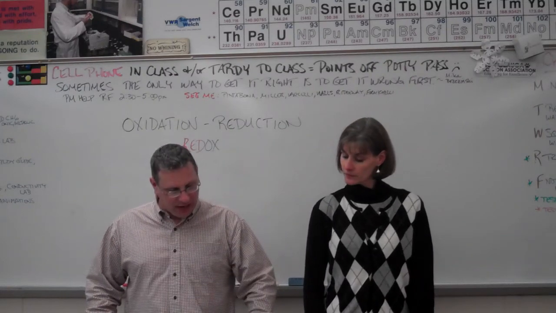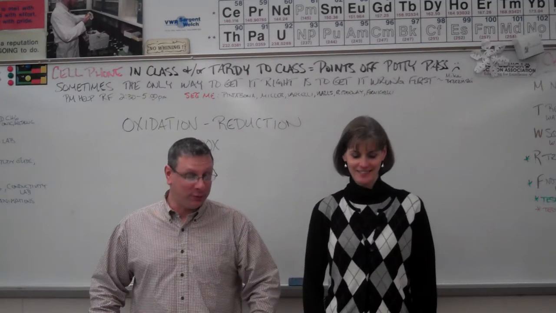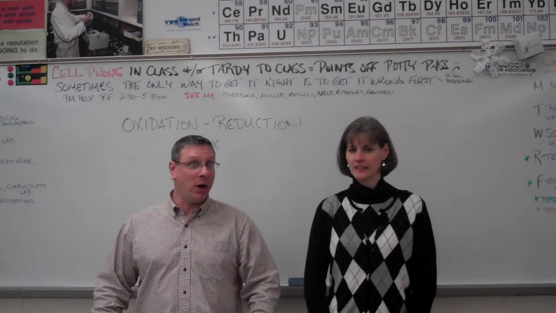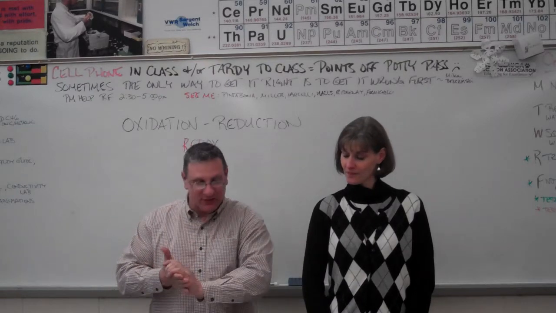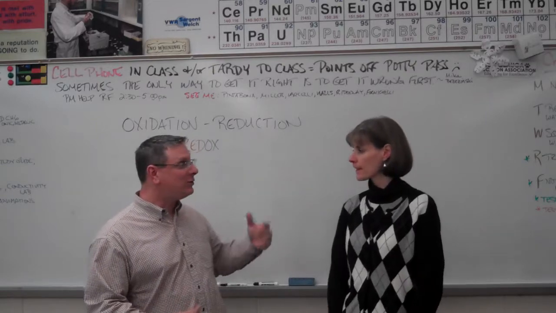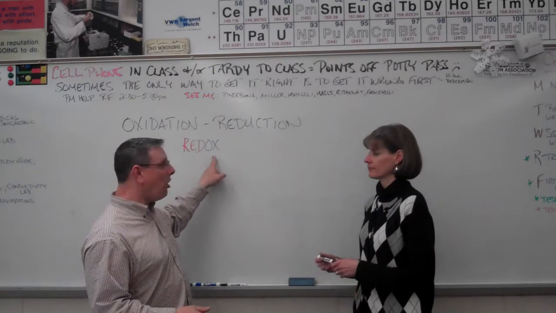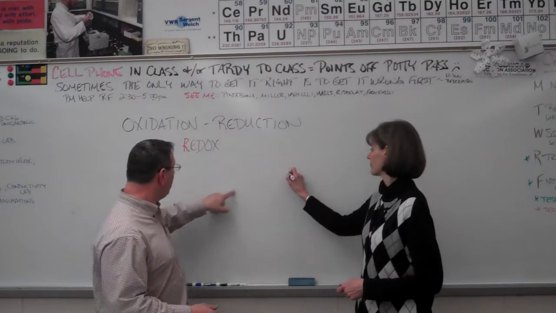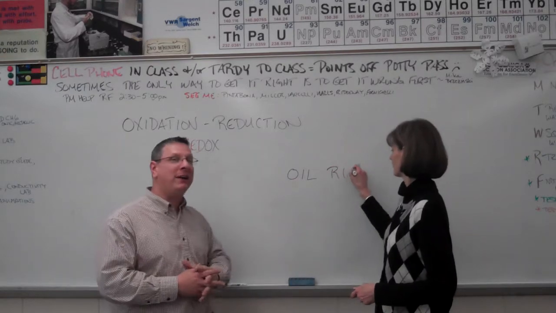Number 3. In case you're keeping score, we did those first 2 really fast. Feel free to rewind. Number 3, what happened to electrons in both oxidation and reduction reactions? Well, these 2 processes are tied together. The electrons that are lost during oxidation become the electrons that are gained during reduction.